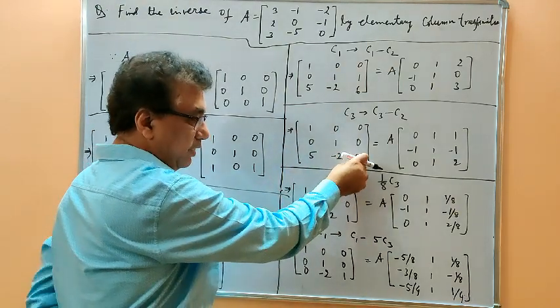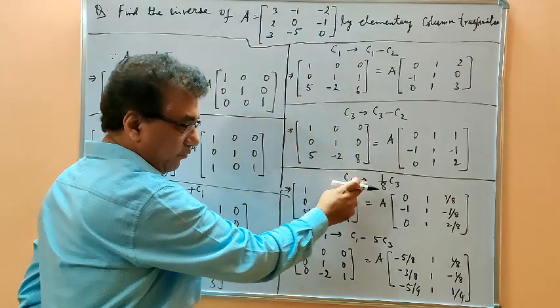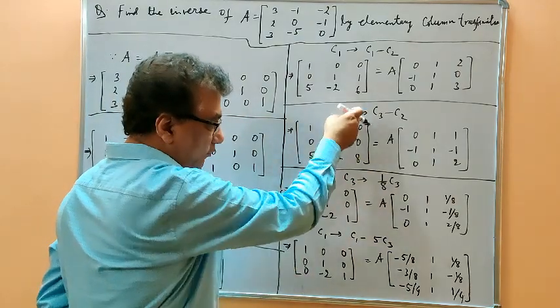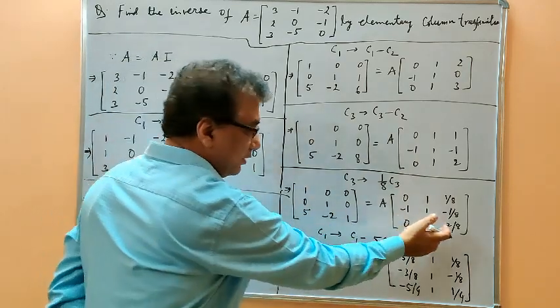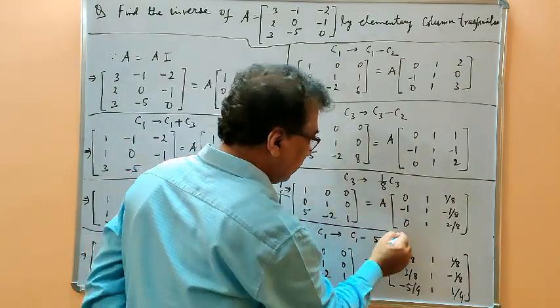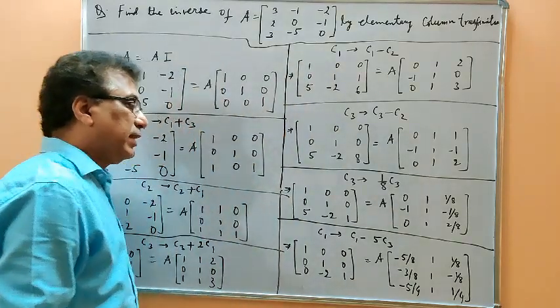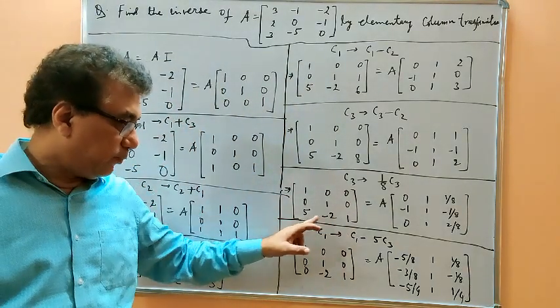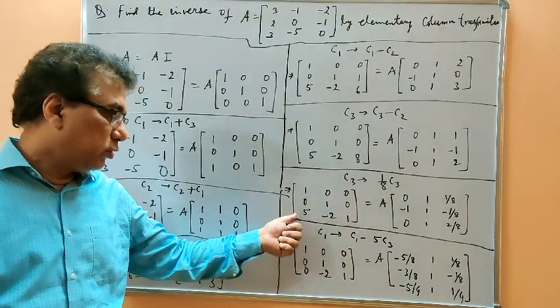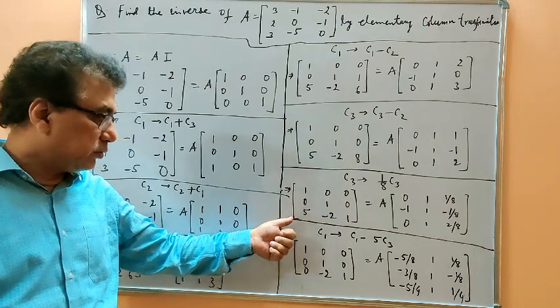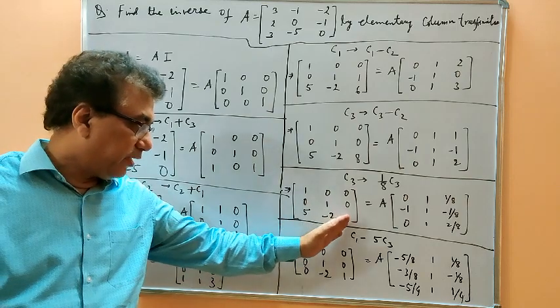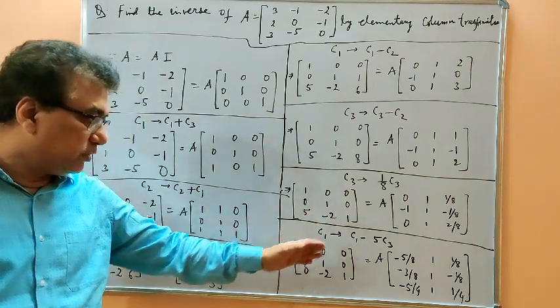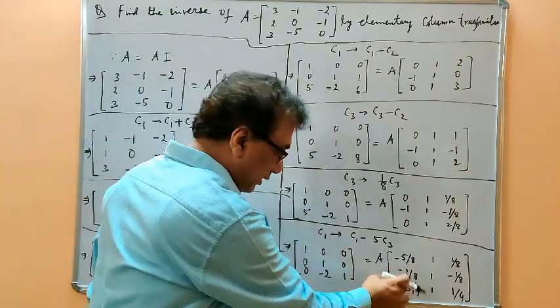Then this element has to be made 1. For that we are multiplying the elements of column 3 by 1 by 8 to get 1 here. The same I have done this side. So this is the result of that operation. Okay. And after getting this 1, we have to make these 2 zero. So first we'll go for this element. What you find is that in C1, if we subtract 5 times C3, then this element is going to be 0. So the same operation has been done here.